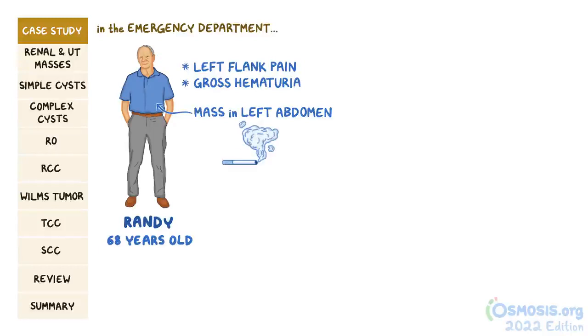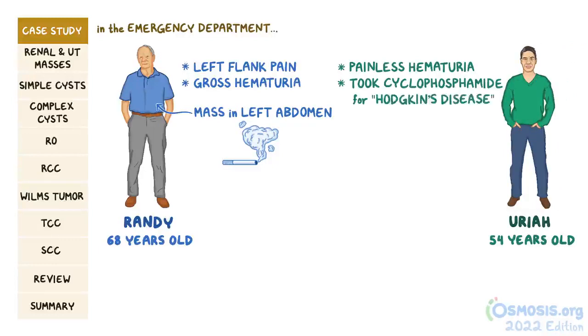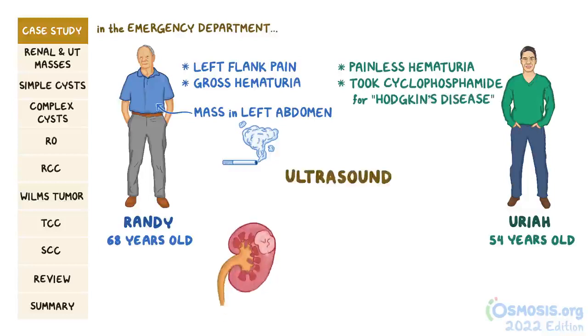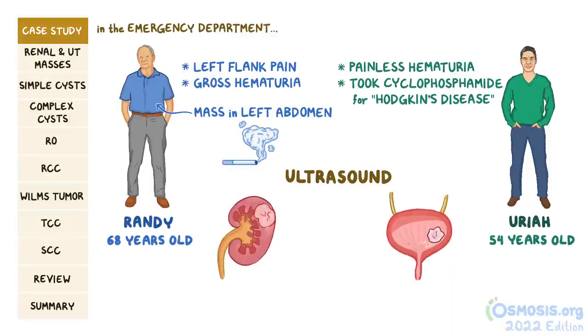The other person is 54-year-old Uriah, who came in because of painless hematuria. A while ago, Uriah took cyclophosphamide for a condition he had called Hodgkin's disease. Both individuals had an ultrasound done, which showed a mass in Randy's left kidney and a mass in Uriah's bladder. Okay, so Randy has a mass in his left kidney, Uriah has one in his bladder.